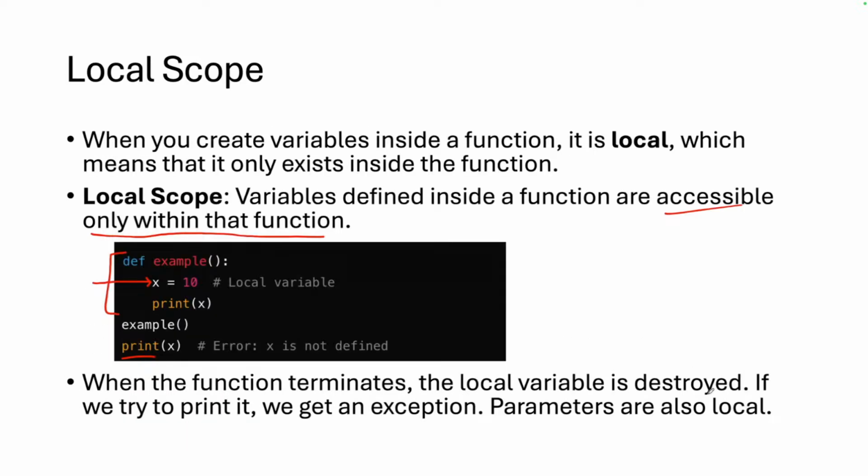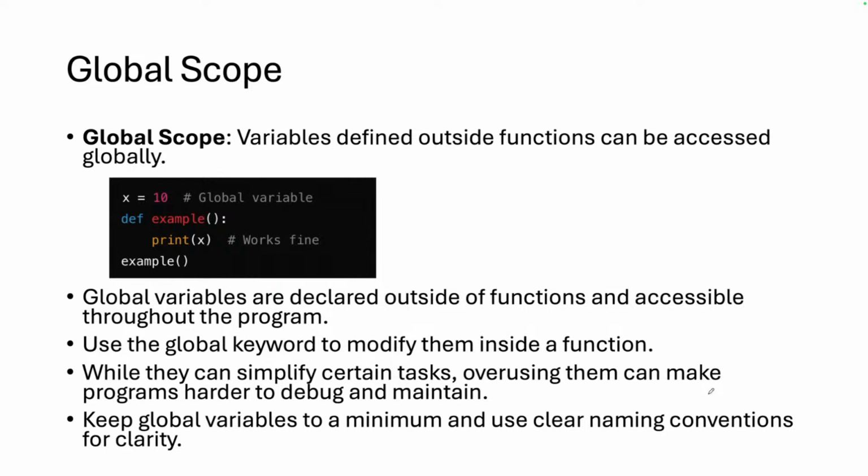Parameters are also local, FYI. Something called global scope is when we define variables outside of the function. So this x equals 10 is a global variable. Even though this def example doesn't have an x defined in it, we're going to call print x, and it's still going to work just fine. That's because this x is actually grabbing our global variable. So global variables are defined outside of functions, and they can be accessed anywhere in the program.